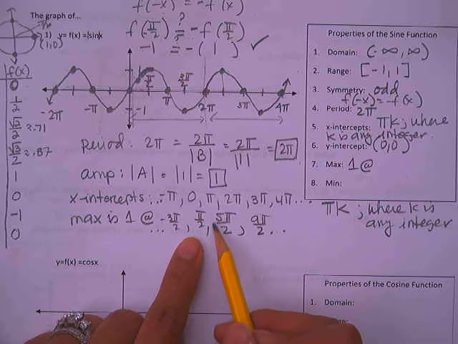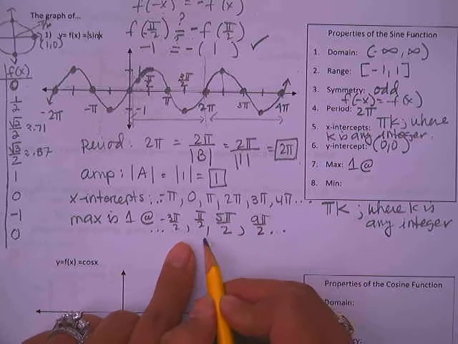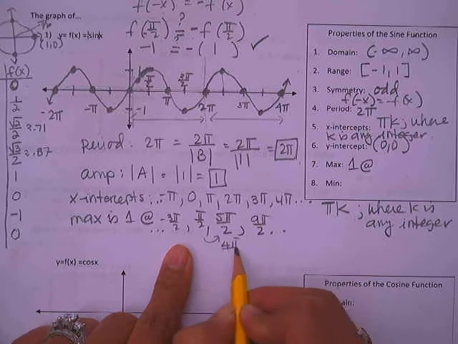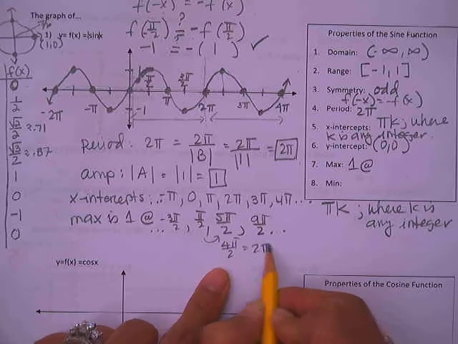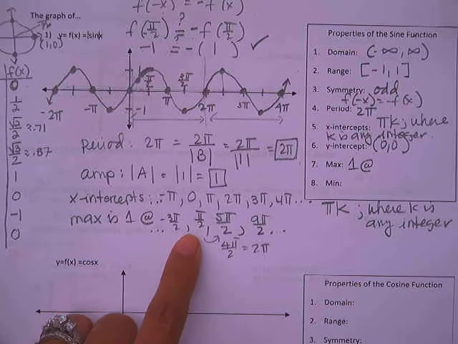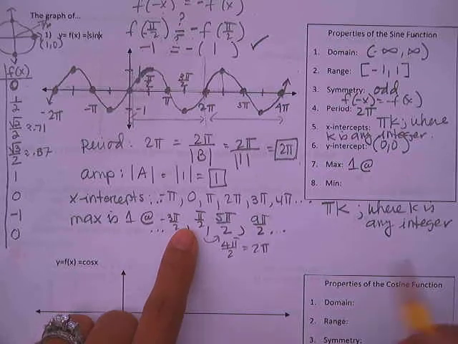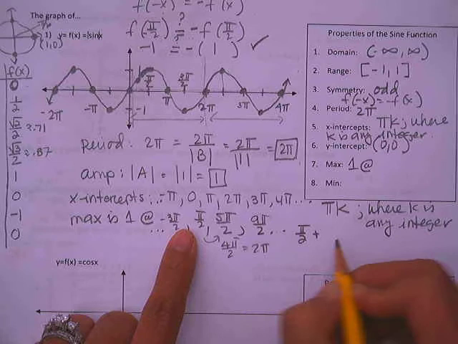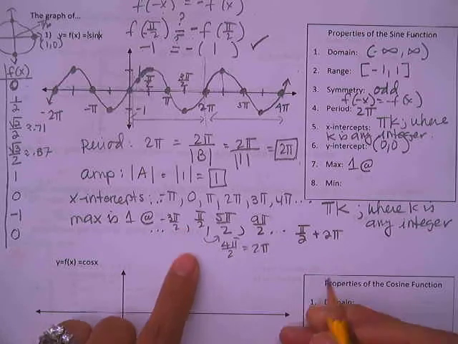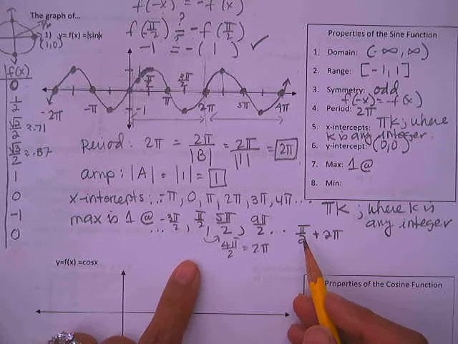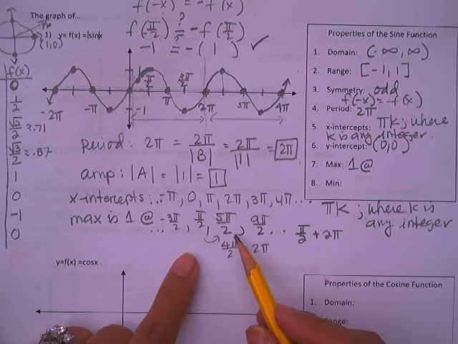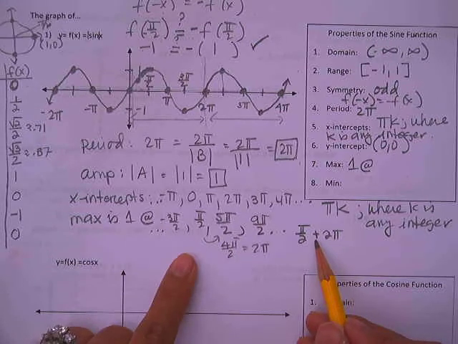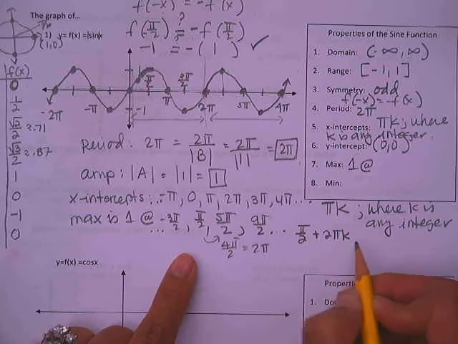Looks like I'm adding 4 pi over 2, don't you see? So this is 4 pi over 2. Well, isn't 4 pi over 2 a full cycle of 2 pi? So it looks like I can start at pi over 2, and if I add a full cycle, I can get the next one. Let's test it out. And then I'm going to multiply by k.